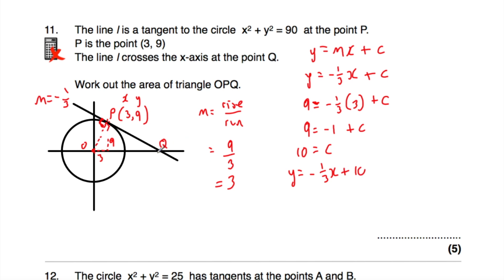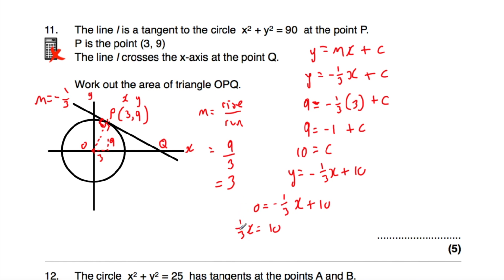Now we're trying to find the coordinates of this point Q. So we want to find where that tangent crosses the x-axis. And to find where it crosses the x-axis, we're going to let y equal 0. So we get 0 equals minus a third x plus 10. We want to solve this, so let's add a third x to both sides. So we'd get a third x equals 10. We've just added a third x to get rid of this minus a third x on the right hand side.